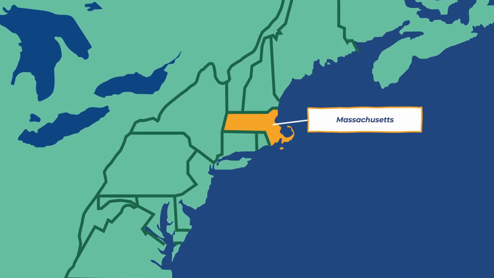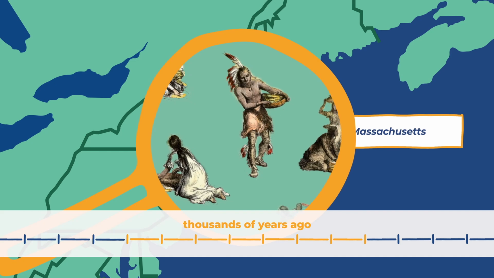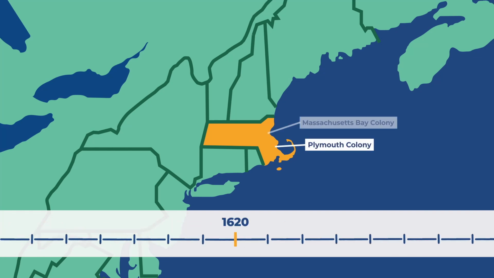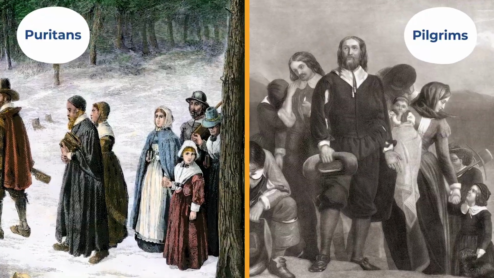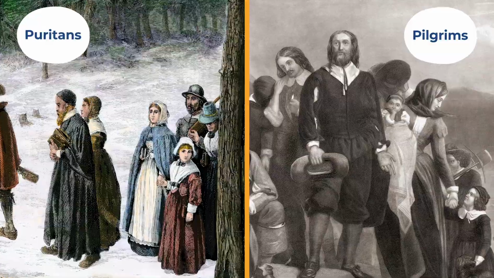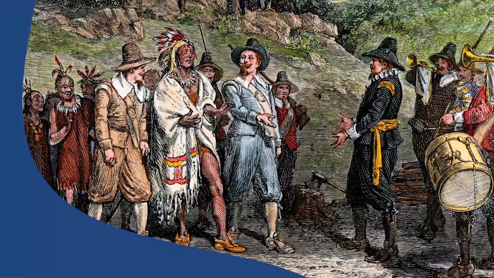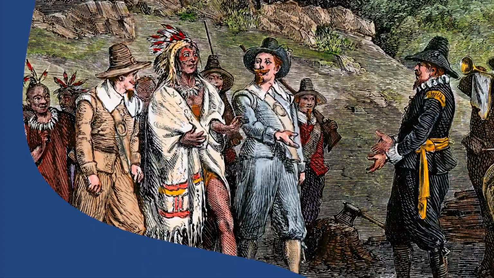The area that we now know as Massachusetts was populated by different indigenous nations for many thousands of years. But the creation of the first permanent English settlements, the Plymouth Colony in 1620 and the Massachusetts Bay Colony in 1628, changed the region forever. Having left England, the Puritans and Pilgrims came to establish settlements where they could practice their faith in peace and pursue their own commercial interests. Initially, these interests were dependent on maintaining good relations with their indigenous neighbors.